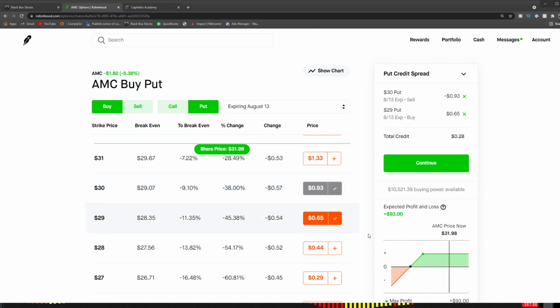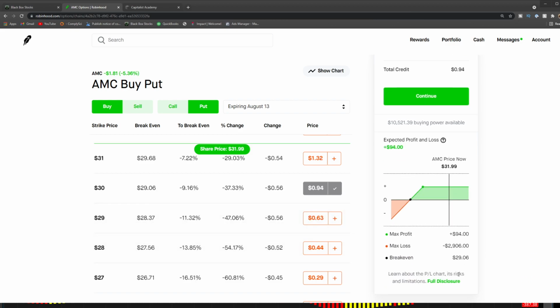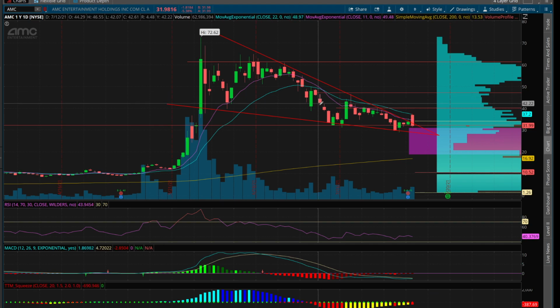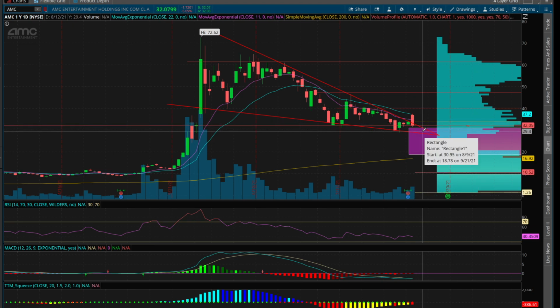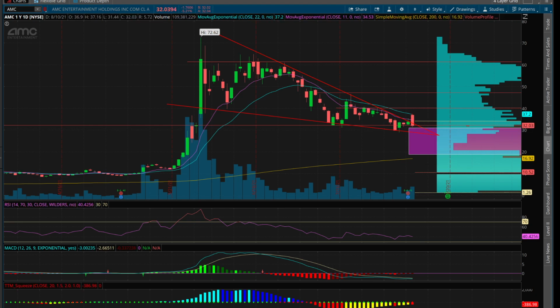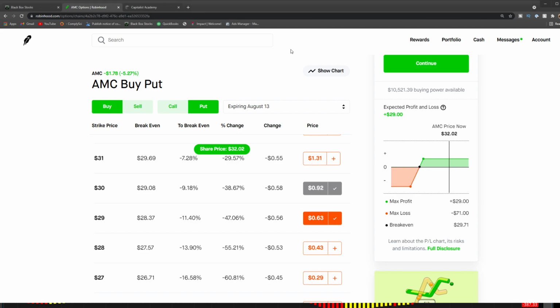And what you're going to see is that now, instead of having to put up $2,900 to make $93, we only have to put up $71 to make $30, which is crazy. That's literally like a 40% return within just a couple of days, as long as AMC closes above 30 bucks. So like I said before, if AMC goes up, we're going to make 40% returns on our money. If AMC goes sideways, we're going to make 40% returns on our money. If AMC dumps down to 28 bucks and then closes even a penny above 30 bucks by this Friday, we're going to make 40% returns. So that's the power of a put credit spread.